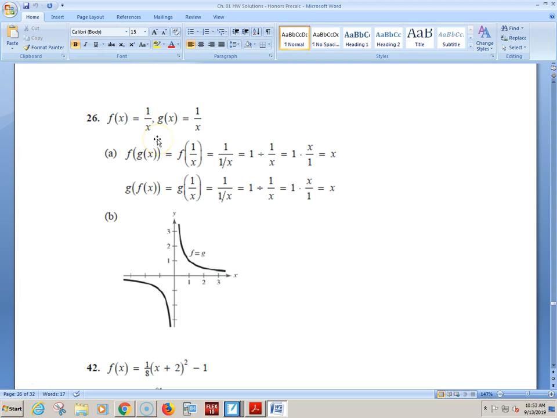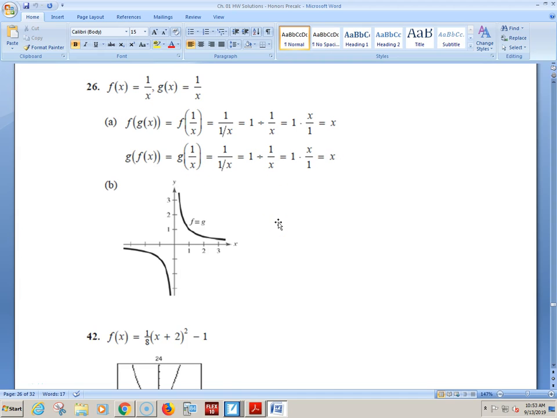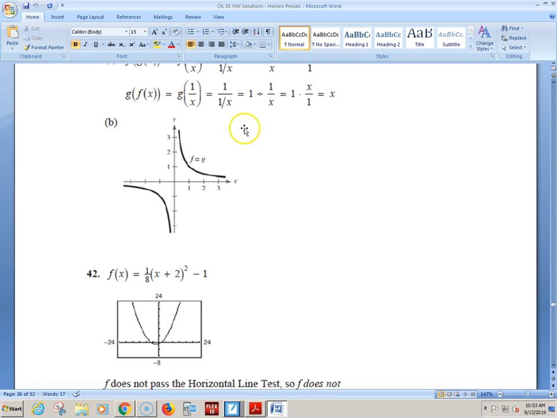But wait, doesn't 1 over just mean flip, or reciprocal? Yes. So if you do 1 over that guy and flip it, it's x. And if you do 1 over that guy, you flip it and it's x. Oh, I guess it actually works. 1 over x is the reciprocal of itself. And why did they have you graph it? Because if you draw the y equals x line, isn't it its own reflection?